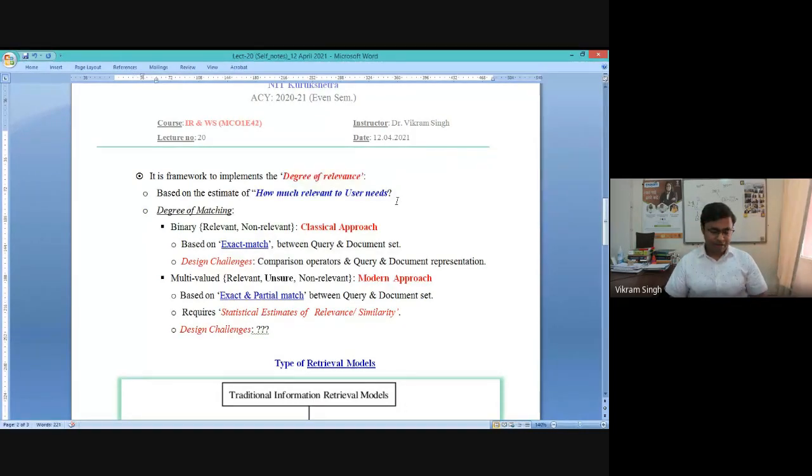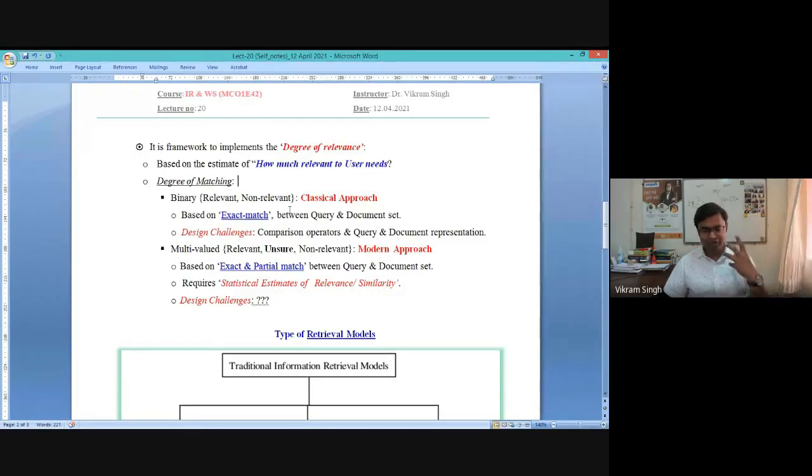Further, during the matching process also, we are trying to achieve some sort of relevance, right? So if you combine both the ranking and matching processes, both are trying to implement or achieve some sort of relevance, some sort of similarity between the user query and the document set. So in matching also, we are implementing some degree of relevance.